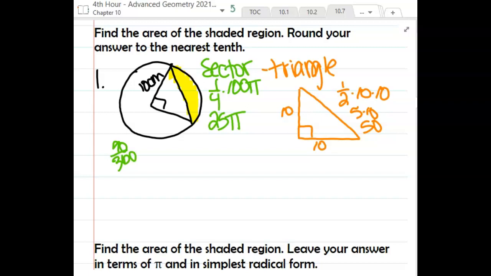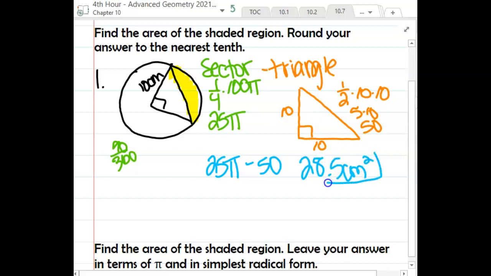Now this is where it's nice having the game plan. Okay, we're going to go back. To find my answer, we take the area of the sector, which we said was 25 pi, minus the area of the triangle, which we found was 50. This time it says round to the nearest tenth, so you plug that in your calculator and get about 28.5 centimeters.